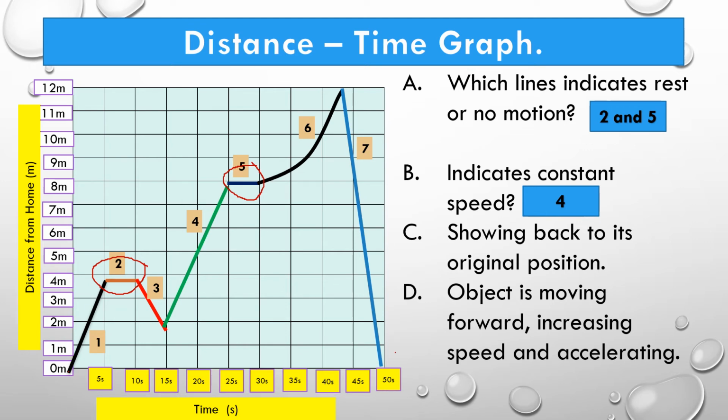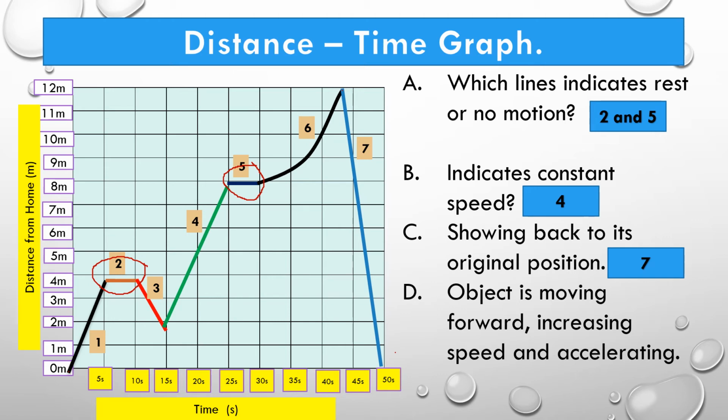Type your answer. I'm waiting. Jad says 7. Neil says 7. Okay, so most of you got the correct answer. Actually, all of you got the correct answer. So our answer is number 7. Why number 7? From 12 meters, he went back to 0 meters. Okay, meaning he returned to his original position.